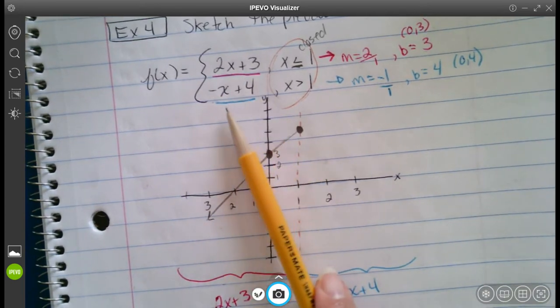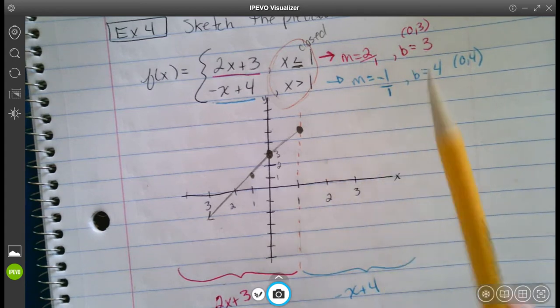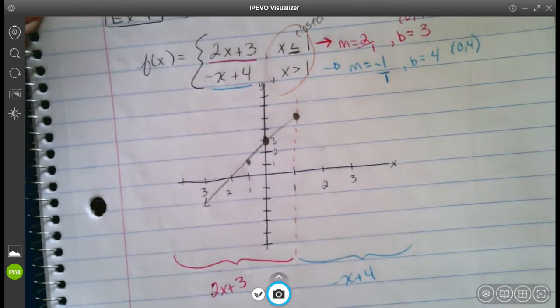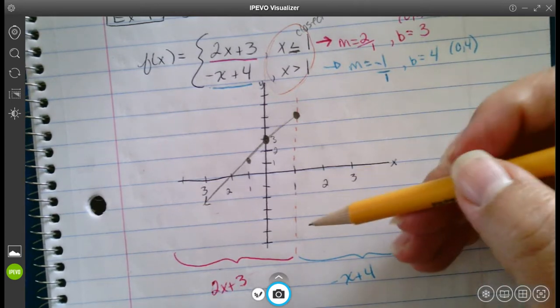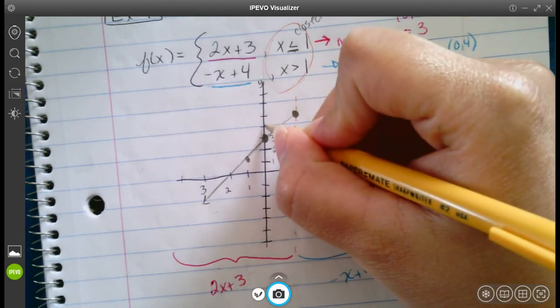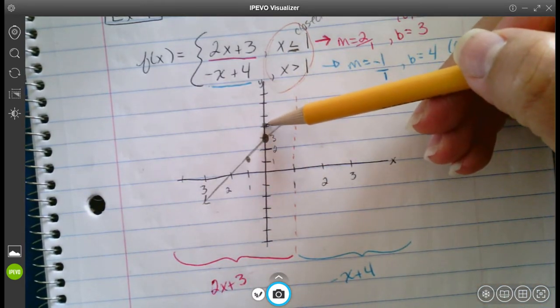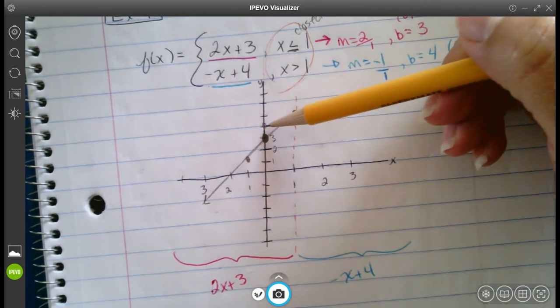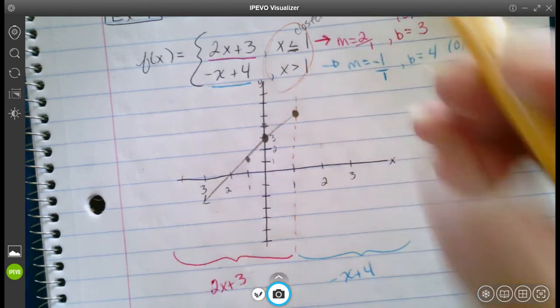Okay. For the second one, we're going to do the same thing, but now we have to use the different slope and intercept. For this one, it looks like our intercept is (0, 4). Here's where it gets a little tricky, because (0, 4) is right here, but that's in the wrong territory. This guy is not allowed to go over here. So I'm going to do it lightly because I still need it as a guide.